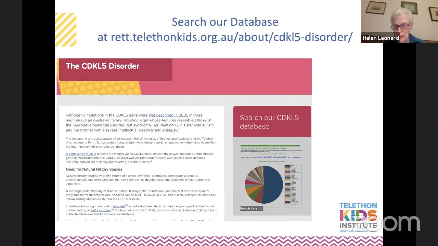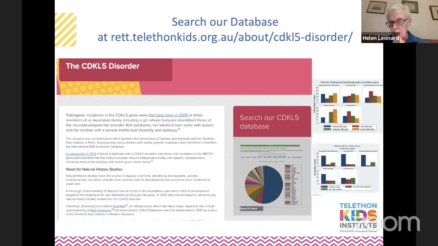So I mentioned in my last talk, but in case you missed it, it's possible to search our CDKL5 database by going to the website that you can see above, and you can search on particular characteristics of CDD and whether they vary by age group, whether they vary by gender, and whether they vary by the large mutation groups that we have shown. So there are some examples there by sleep and ability to walk below.